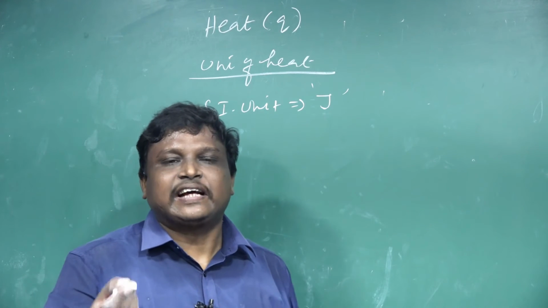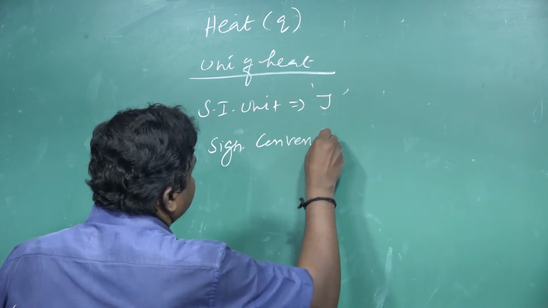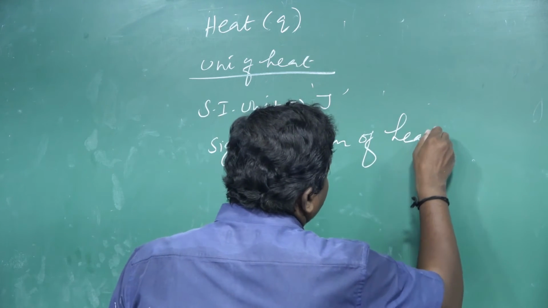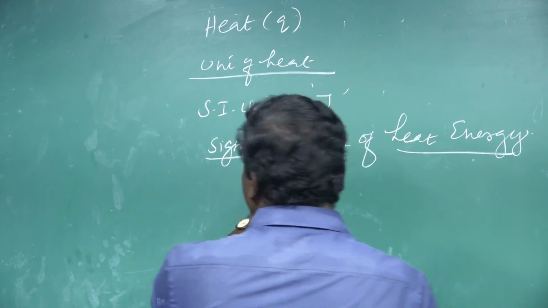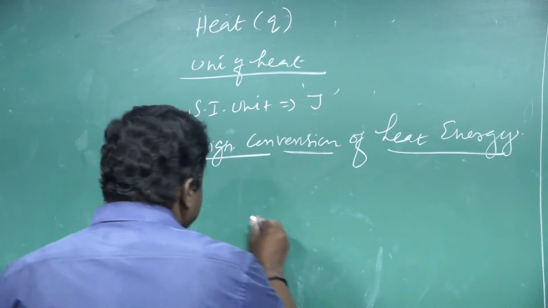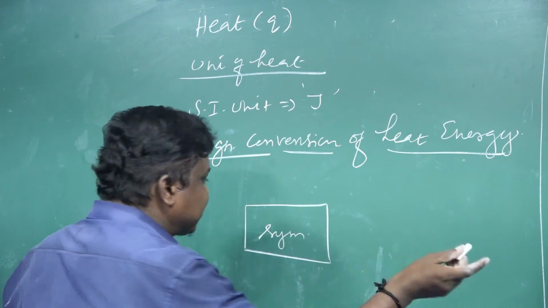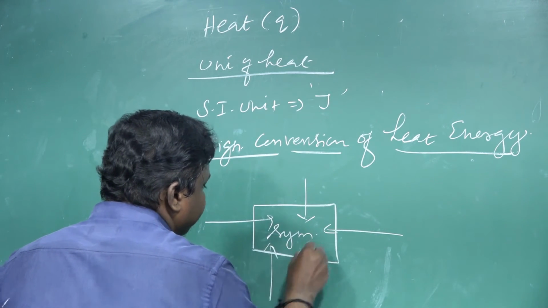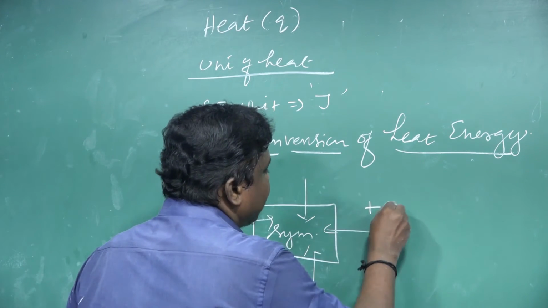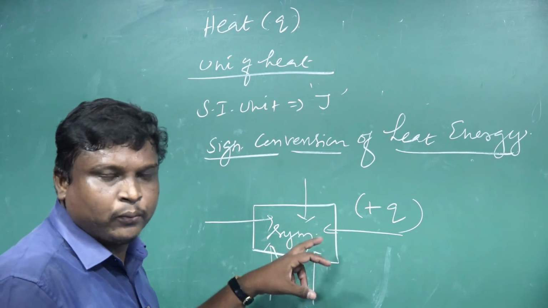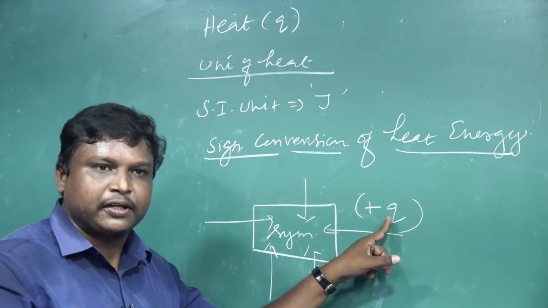Next, the sign convention of heat energy: plus Q and minus Q. First, plus Q. When the system absorbs heat energy from the surrounding, this is known as plus Q.